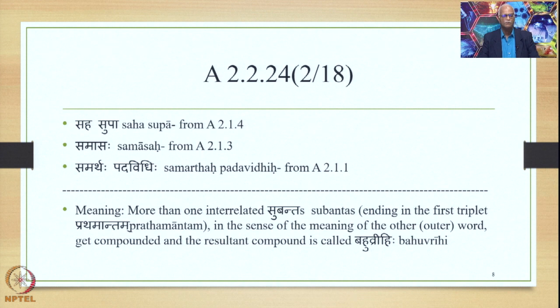After having put all these together, the meaning of the sutra that we get is as follows. More than one interrelated subantas ending in the first triplet, that is prathamantam, in the sense of the meaning of the other or outer word, get compounded, and the resultant compound is called bahuvrīhi. I repeat, more than one interrelated subantas, anekam samartham subantam, ending in the first triplet, prathamantam, in the sense of the meaning of the other, outer word, anyapadārthe, get compounded, samasyate, and the resultant compound, samāsaha, is called bahuvrīhi.